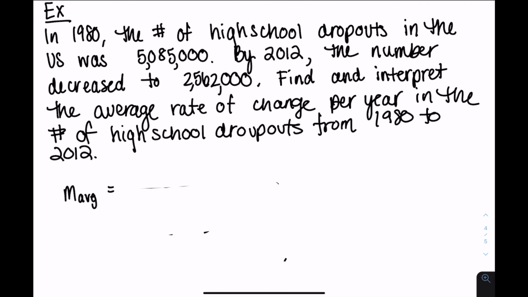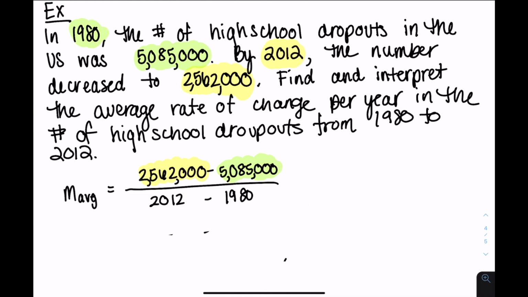So what we want to do is find the slope of the line connecting these two points. Your input is the time, your output is the number of dropouts. So we're going to look at the difference in y values. Our first y value, 2,562,000, relates to 2012. So that will be this point here. Your second y value is 5,085,000, and that corresponds to 1980. So on the bottom, I'm going to take 2012 minus 1980.